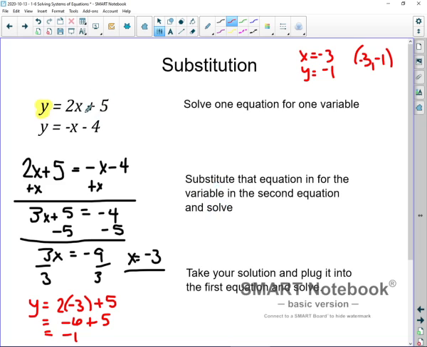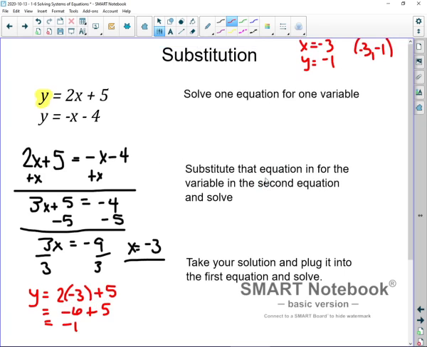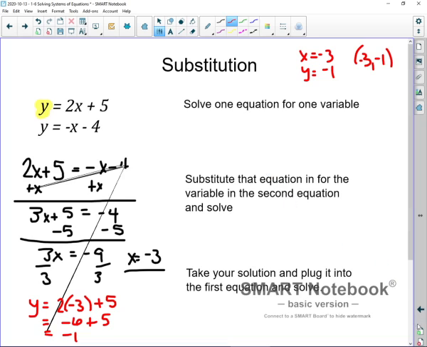We took the 2x plus 5 and we replaced y in the second equation with 2x plus 5 from the first equation. And then once we figure out what that one variable is, we can go back and plug that into one of the equations and figure out what our other variable is. Okay, so it's a little bit of a process, but that's generally the steps that you're going to go through. Let's look at another example.